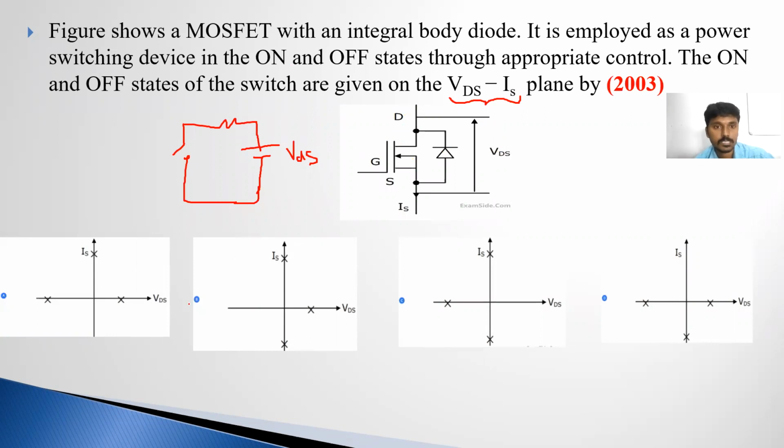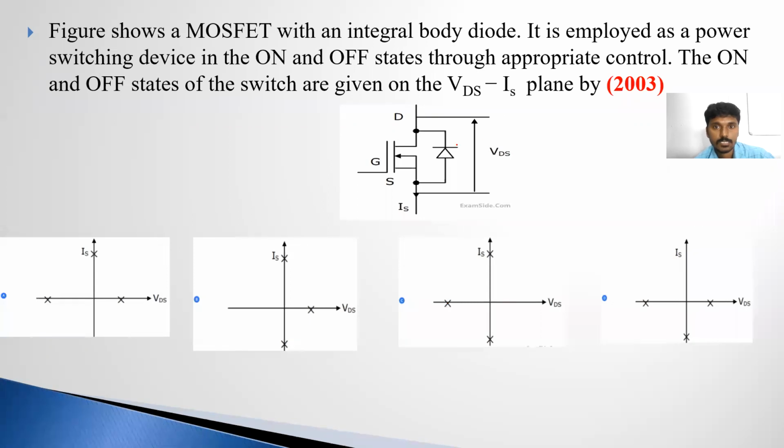So when it is in the on condition, what will be the voltage and current? When it is in the off condition, what will be the voltage and current? That is what we need as the answer. Can anyone tell, please? Which one is the right answer? Second one, in both states. Okay, second one.